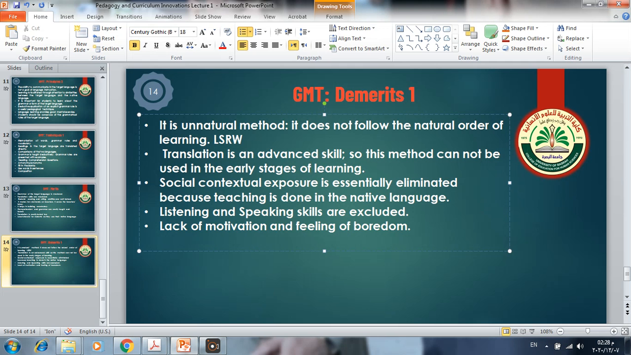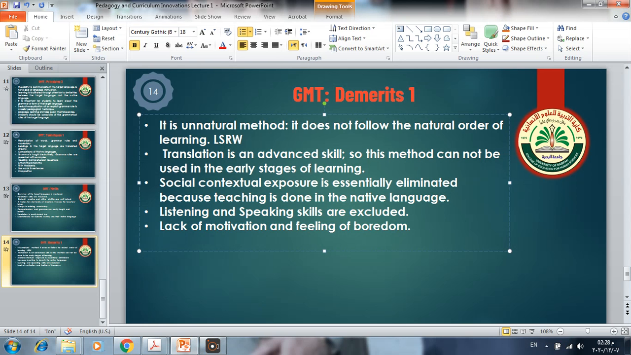So a fresh student will not be able to translate because translation requires a person who masters two languages, who has a good mastery over two languages. So this grammar translation method can never be used as a teaching method in the early stages of learning.